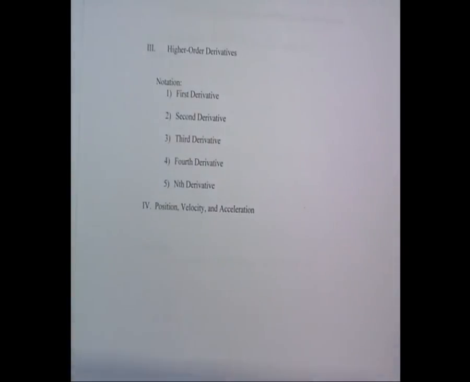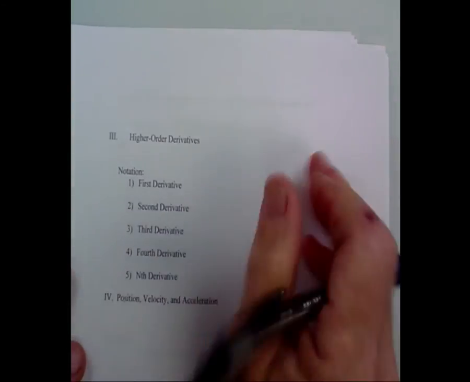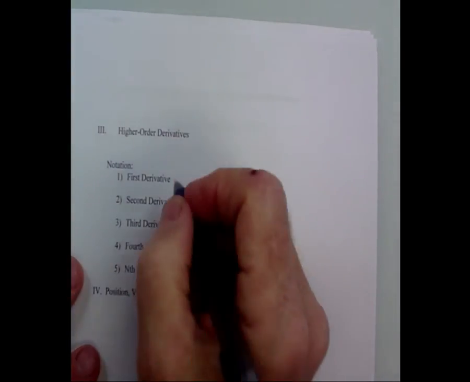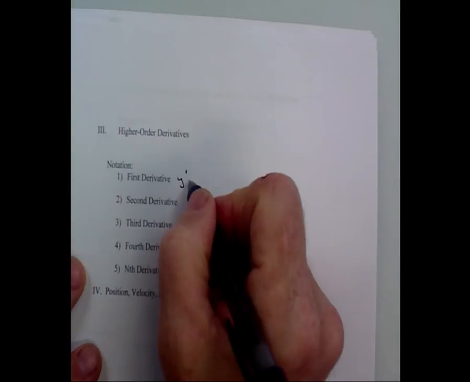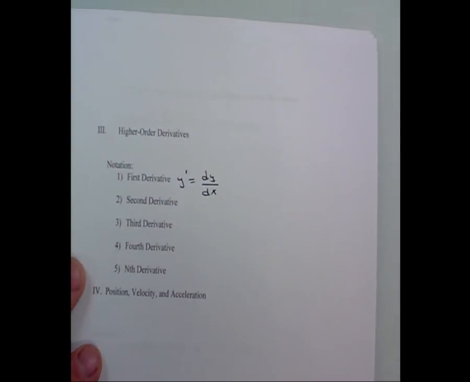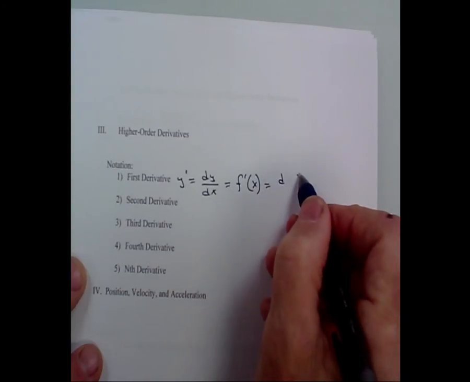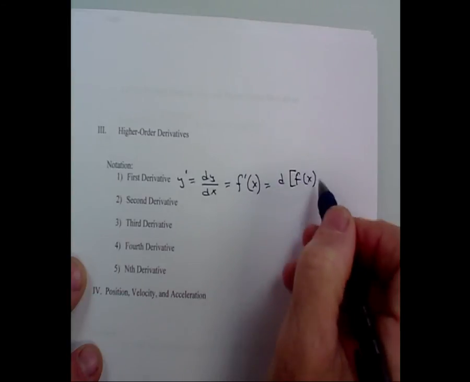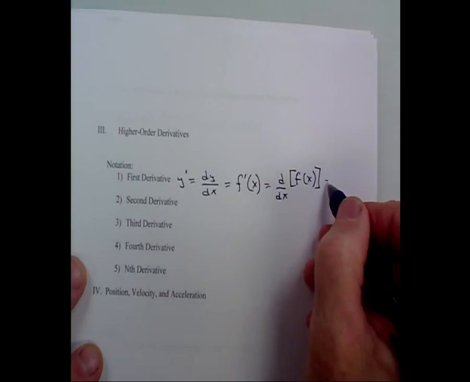Alrighty. Higher order derivatives. Here is how you can write the first derivative. Y prime, correct? Or I can write it dy over dx, correct? Or I can write it as f prime of x. Or I can write it as the derivative of f of x with respect to x. I think that's how it looks on your calculator, doesn't it? I think you put y1 in there yesterday. That's what that means. Or you could sometimes see it like this.